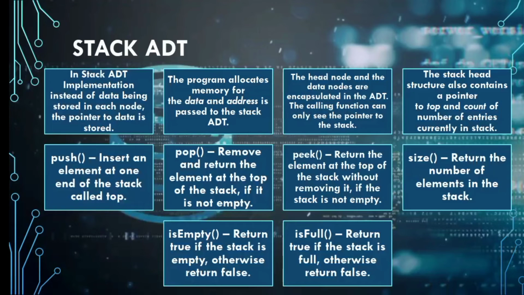The second ADT is stack ADT. In stack ADT implementation, instead of data being stored in each node, the pointer to data is stored. The program allocates memory for the data and the address is passed to the stack ADT. The head node and the data nodes are encapsulated in the ADT. The calling function can only see the pointer to the stack. The stack head structure also contains a pointer to top and count of number of entries currently in stack.